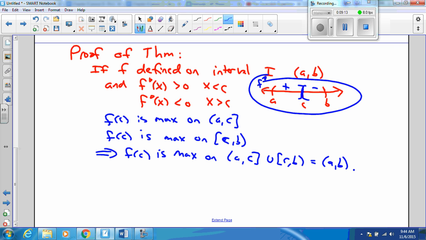It is a to c for the first interval, and then for the second interval, it is c to b because my derivative is negative. So same kind of argument. I didn't create a second lemma for it, but it's the same kind of argument, but using the interval c to b. Okay? And there you go.